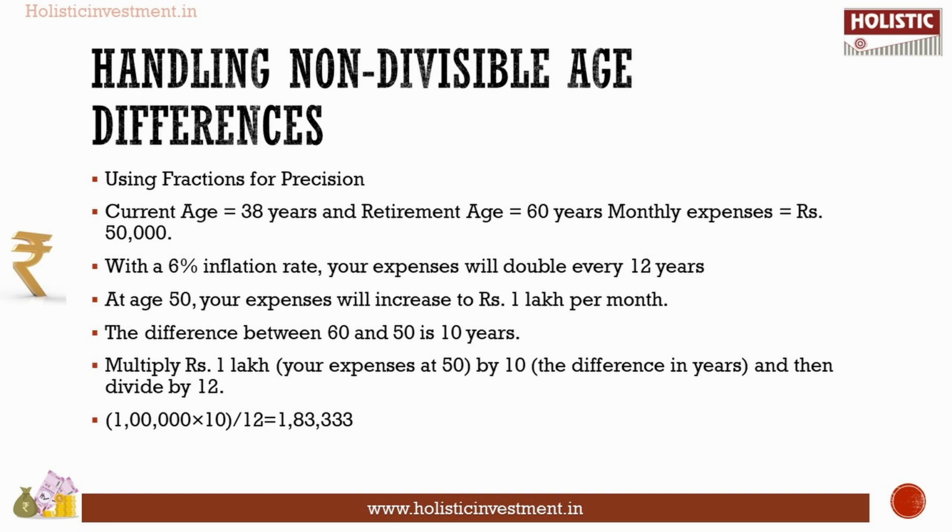By using fractions, you can ensure your retirement planning remains precise even if your age difference isn't a perfect multiple of 12. Ready to fine-tune your retirement corpus calculation with this approach? It is easier than you might think.